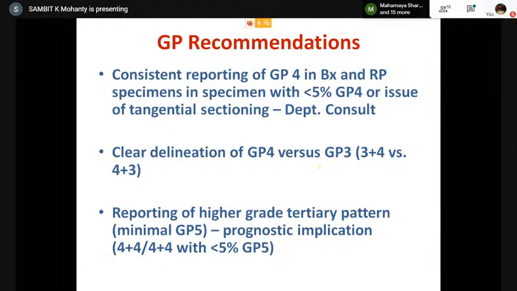So what are the GP recommendations? Consistent reporting of Gleason pattern 4 in biopsy and RP specimen, with less than 5% GP4 or an issue of tangential sectioning, then you have to show that to someone else. Suppose you have a biopsy with a very small amount of GP4. You are confused whether to call it 3 or 4, or you do not have 3, just 4, and it looks like less than 5% of the entire specimen submitted to you. Please show it to another pathologist. You need to clearly delineate 3 plus 4 versus 4 plus 3. Higher grade again, it is important. I'll come to that.